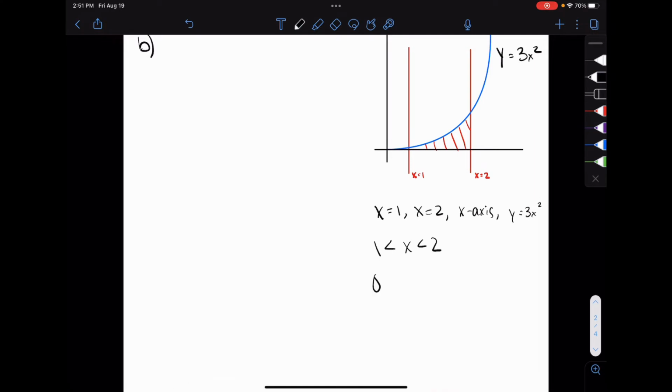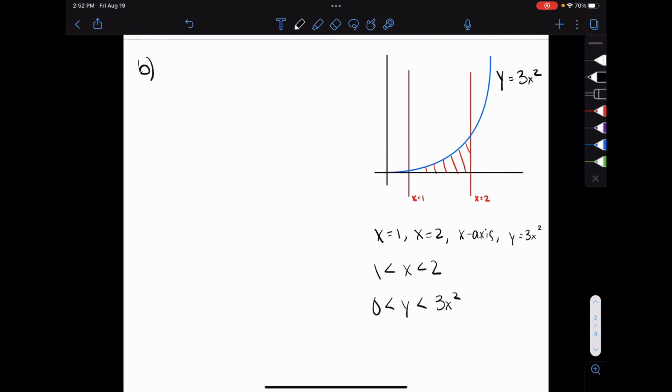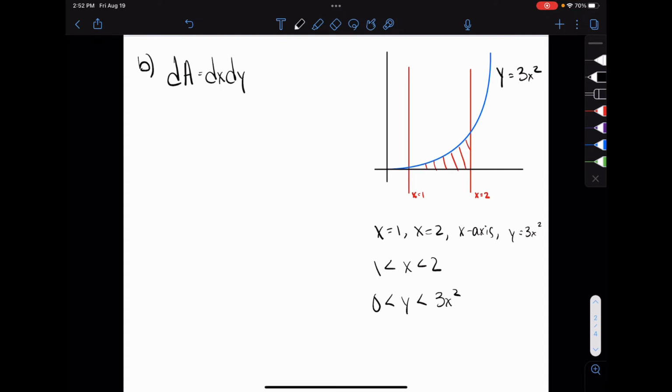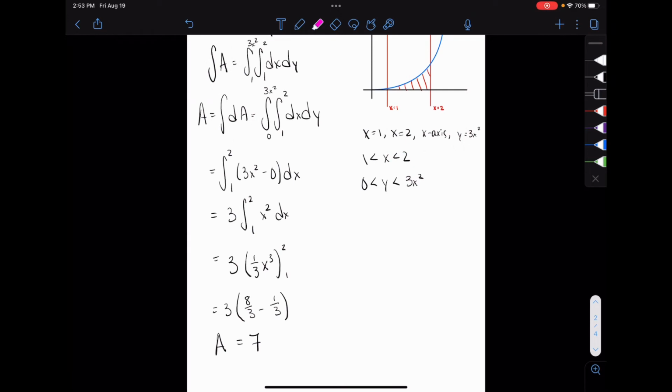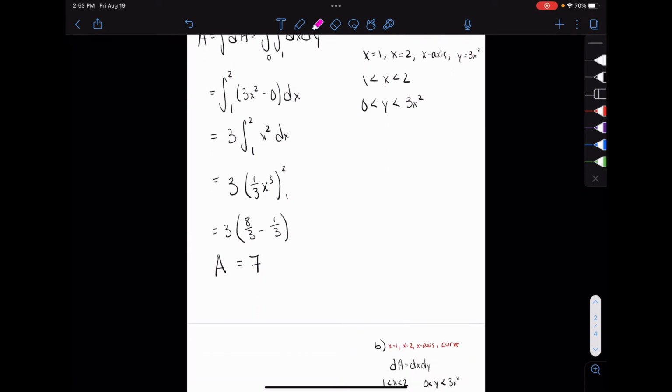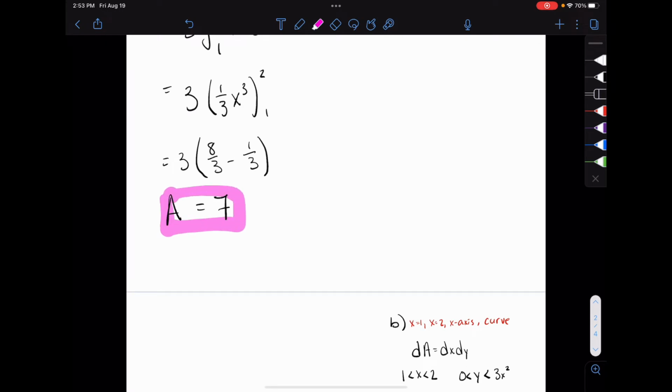And then our y's, we're going from 0 all the way now to our curve being the top of our area. And the setup's going to be the exact same. Your differential, you have our limits of integration. You're going to solve. So once you set up your integral, you're going to solve your integral. And again, it's a really simple problem. It's very similar style math. You get a resultant area of A equals 7.